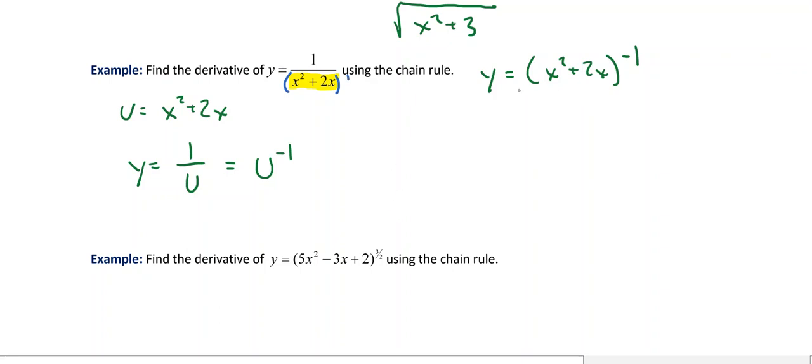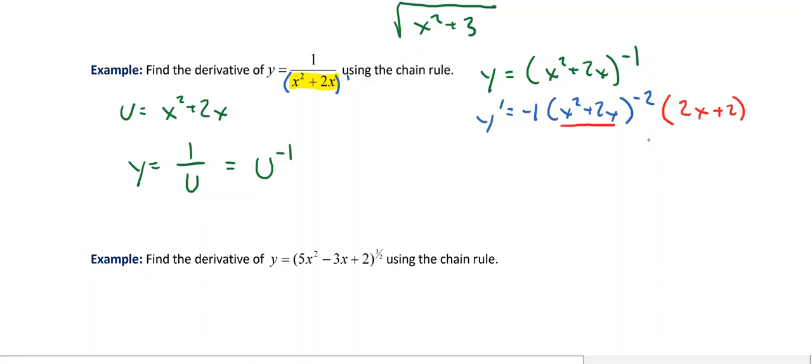Okay, well now we apply the chain rule and the power rule. So we bring the negative 1 down in front, times the x squared plus 2x, and then we subtract 1 from that to get negative 2. And then the chain rule part, we take the derivative of the inside function x squared plus 2x, which is 2x plus 2.